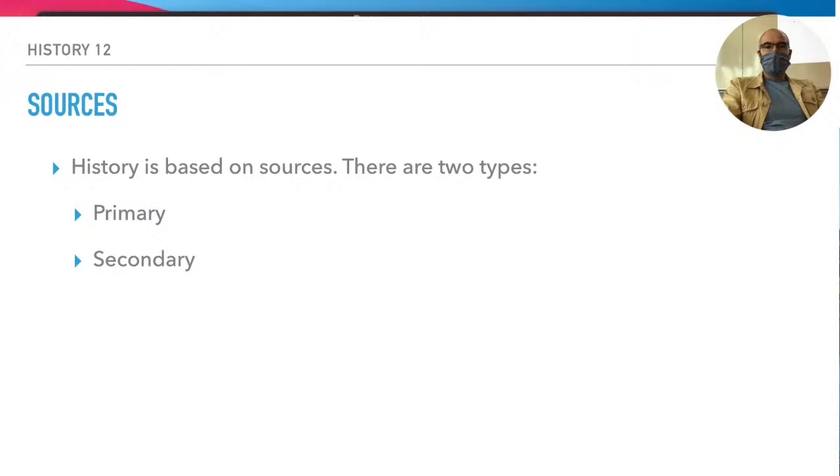When historians create history, they create it based on two types of sources, primary and secondary sources. Anyone know what a primary source is? What is it? Okay, so the handwriting of someone who's telling the story. Yeah? What else might be a primary source? A piece of evidence from the event. From the event, yeah. So something that was kind of produced at the time, right? At the place. So exactly. That's my next slide.